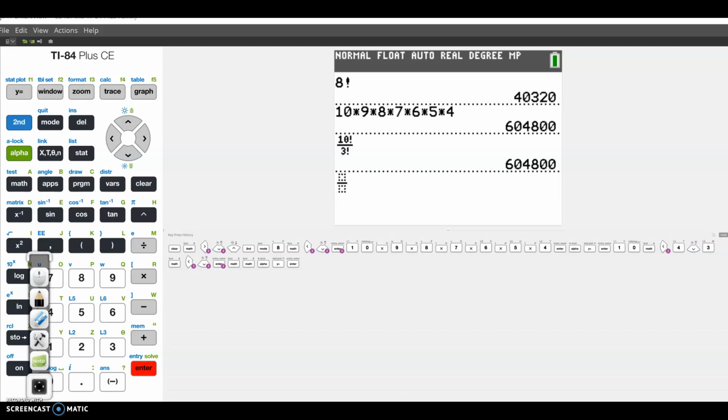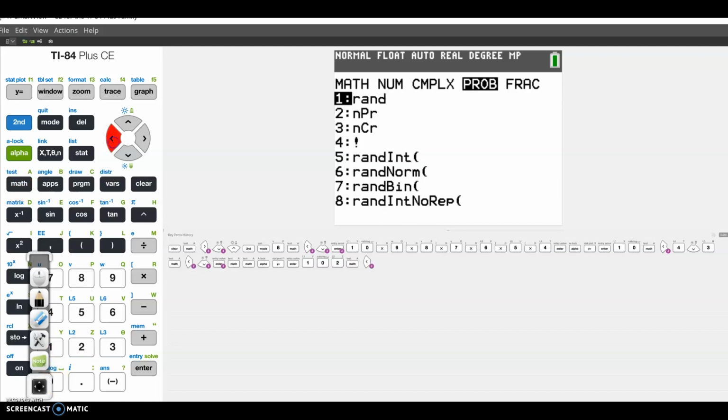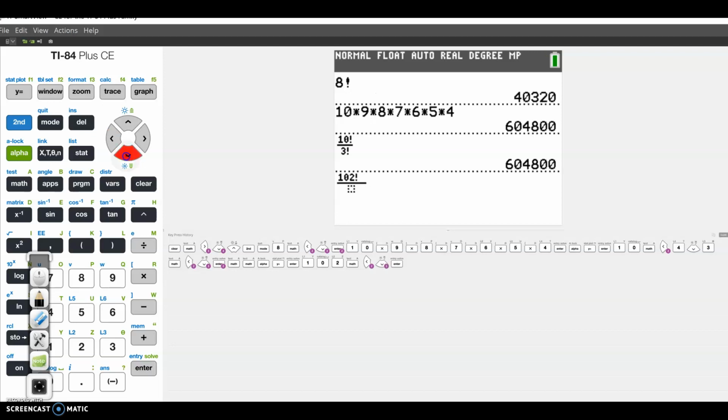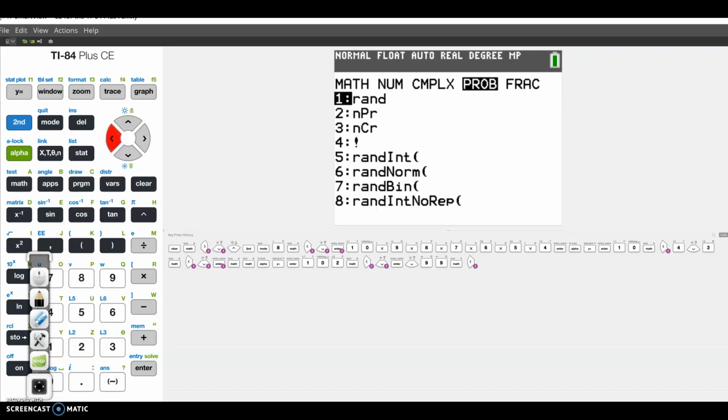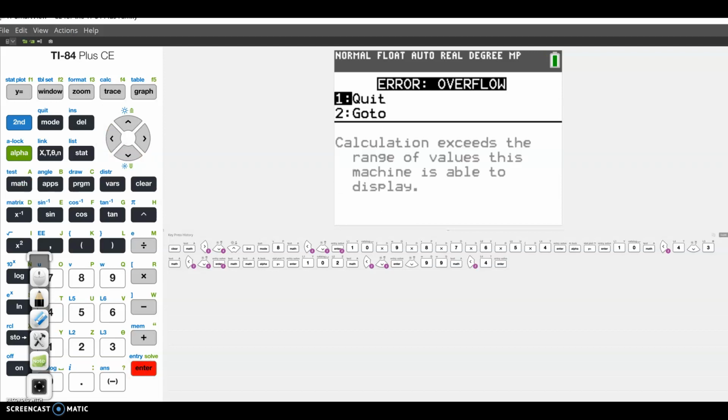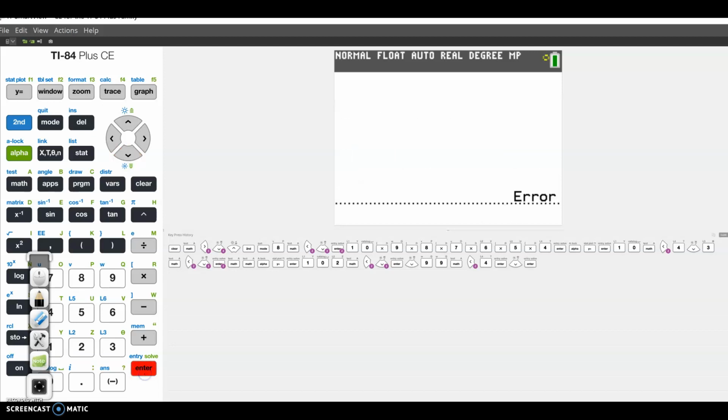So if I wanted to do 102 factorial divided by 99 factorial, look what's going to happen. Calculating exceeds range of values. So it's not going to work. You're not going to be able to do that in your calculator.